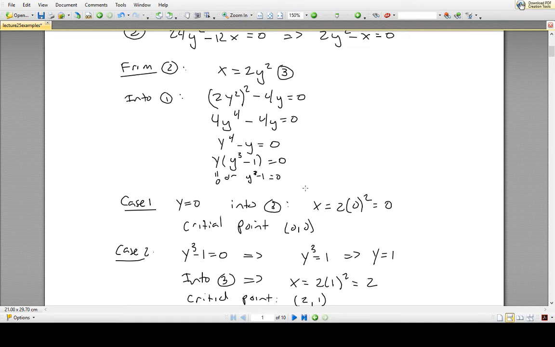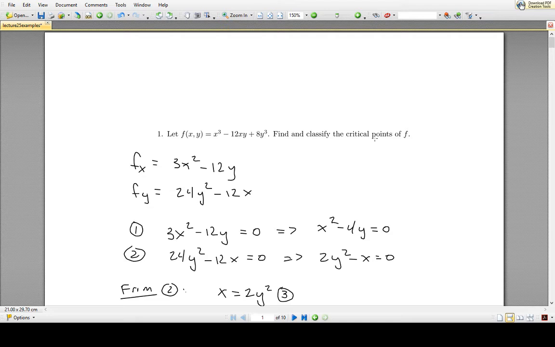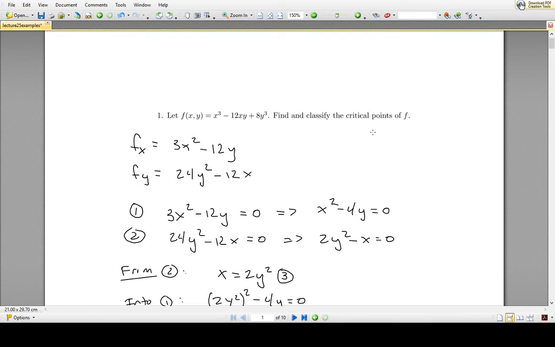Okay, so those are our critical points, but the next thing they would like us to do is classify the critical points. In order to classify the critical points, we are going to need the second derivatives. So let's calculate the second derivatives from the first derivatives. fxx is the derivative of f sub x with respect to x, which gives 6x. fxy, the derivative with respect to y, is negative 12. And fyy is the derivative of this with respect to y, and I get 48y.